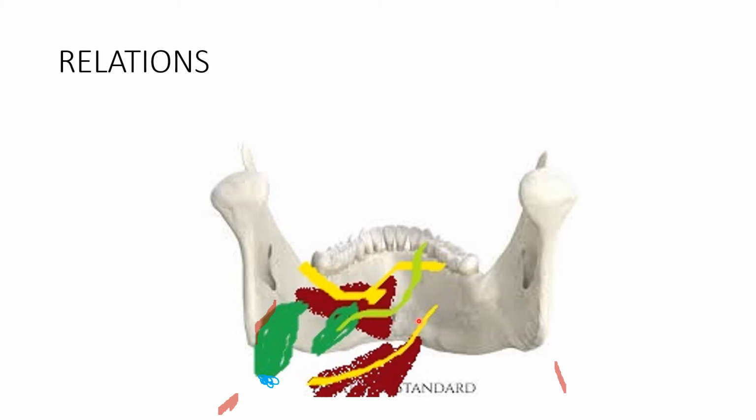And third one, below the gland, you have a nerve called the hypoglossal nerve. So these three important structures are to be mentioned. So you should know medially which muscle, above which nerve, and below which nerve. That's all about the relations.